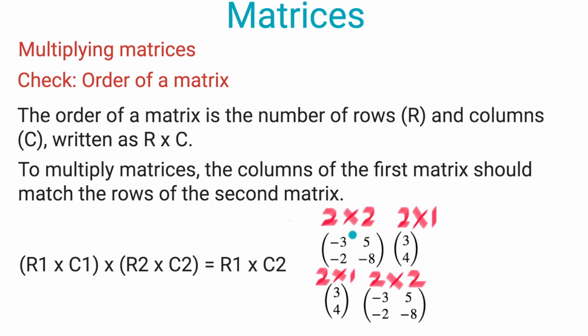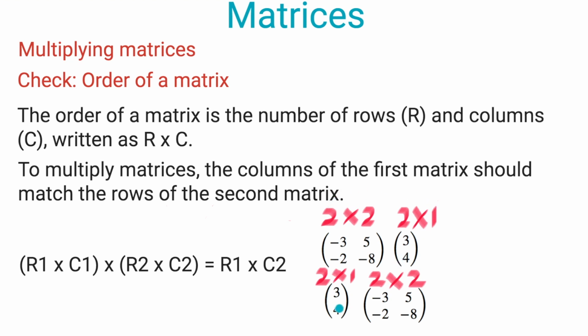In the first example, I have a matrix that is a 2 by 2, and I'm multiplying by a matrix here that is 2 by 1. If you forgot how to check the order of a matrix, you only need to remember the first number represents the number of rows and the second number represents the number of columns. So this is a 2 by 2 and this is a 2 by 1. You'll see here the two numbers in the middle are the same. So that means we can multiply those two matrices. The final answer for this product is going to be a 2 by 1 matrix.